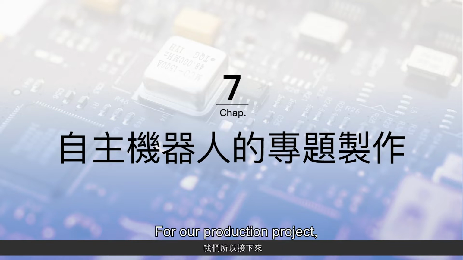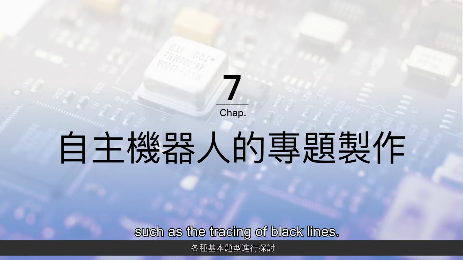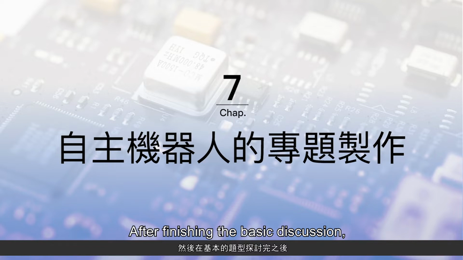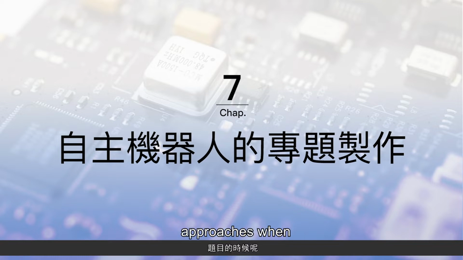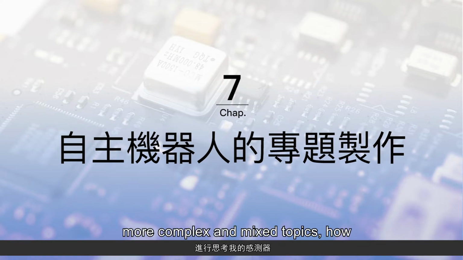For our production project, we will repeatedly be using the infrared tracing sensor in basic topic discussions, such as the tracing of black lines. After finishing the basic discussion, we expect students to think about different approaches when dealing with more complex and mixed topics.